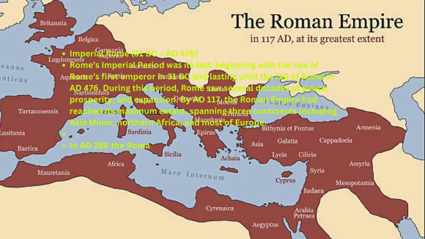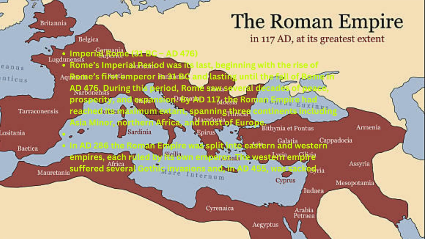most of Europe. In AD 286 the Roman Empire was split into Eastern and Western empires, each ruled by its own emperor. The Western Empire suffered several Gothic invasions and, in AD 455, was sacked by Vandals. Rome continued to decline after that until AD 476 when the Western Roman Empire came to an end.